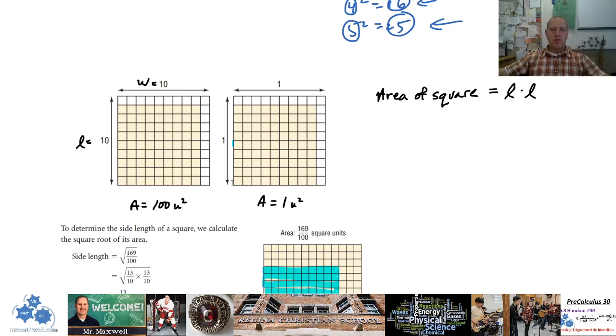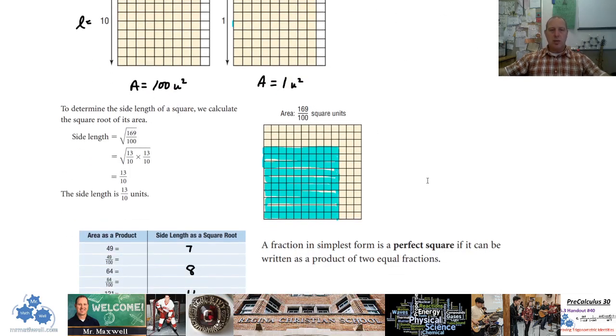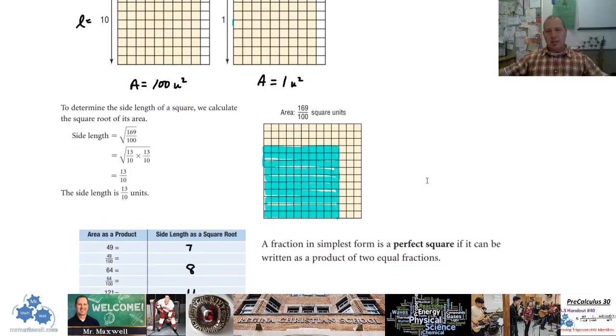And this one over here, if you think about this as 1 unit, and each of these tenths, you could go 1 times 1 is 1 unit squared. Anyways, I just want to get the picture of perfect squares. Now, it gets a little tricky when you're talking about fractions like this. Look at this weird fraction, 169 over 100. So the question is, is that a perfect square?